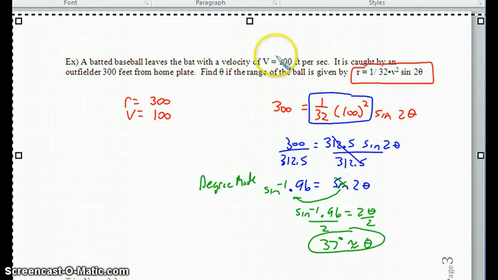Be sure when you do these problems, you're making sure that your units are the same. This is feet per second, and this is feet. And I believe in one of the problems on your homework, they're not going to be in the same units. So make sure you test your units before you solve and plug into the formula there.